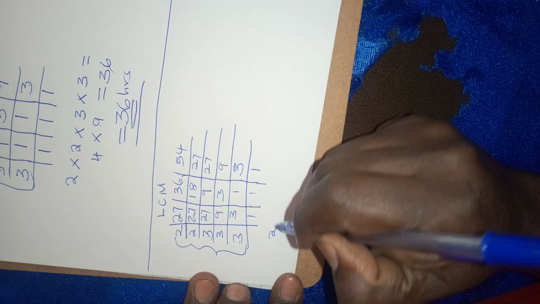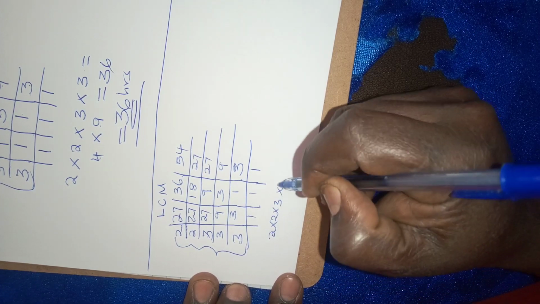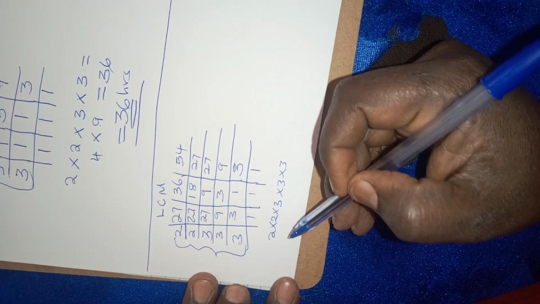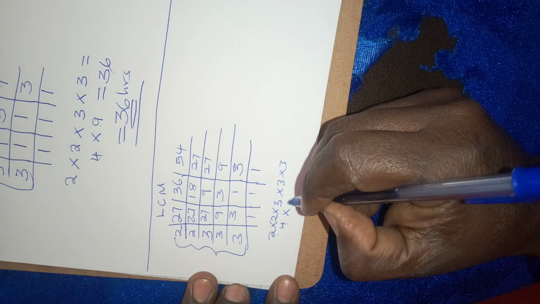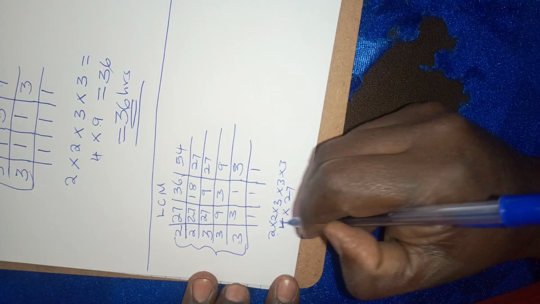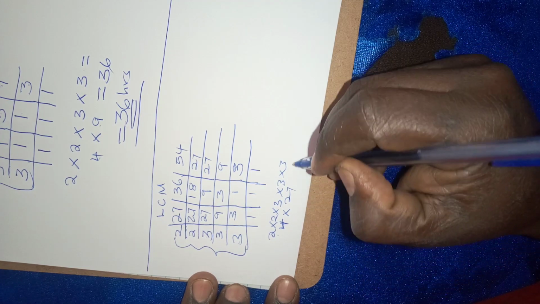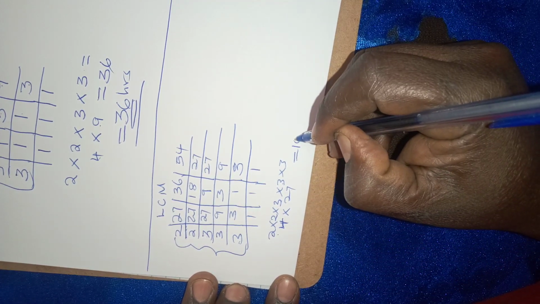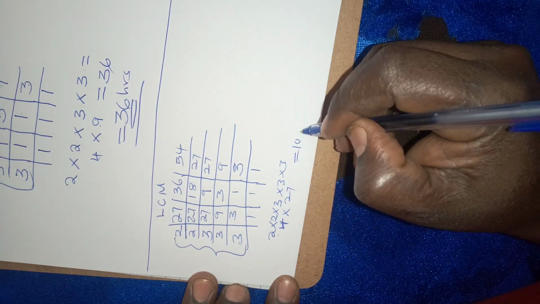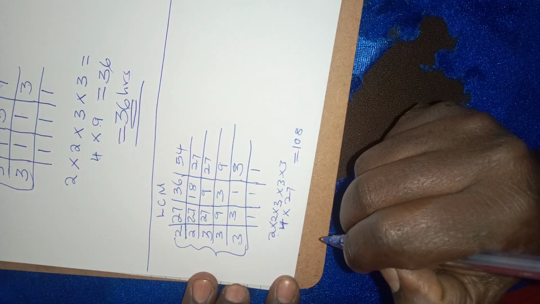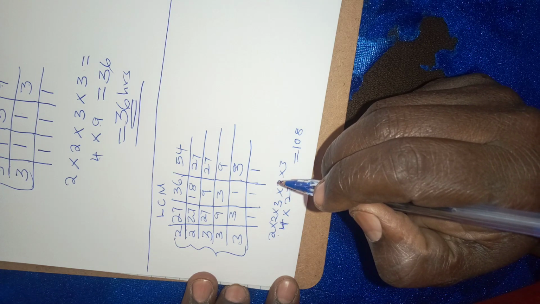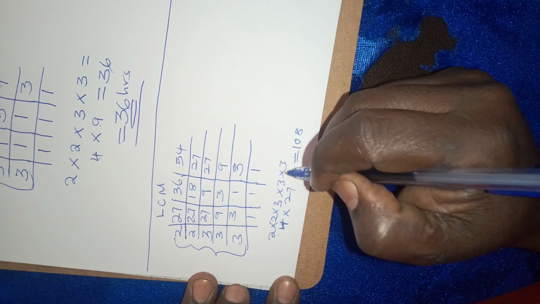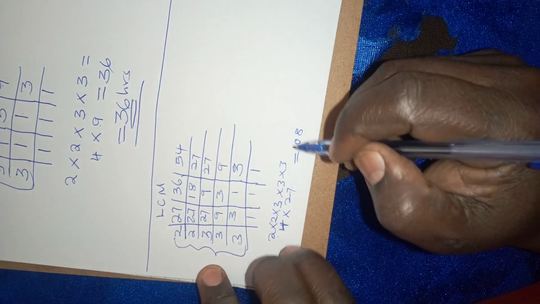So we shall have 2 times 2 times 3 times 3 times 3, where 2 times 2 is 4. 3 times 3 times 3 is 27. 27 times 4 gives us 108.